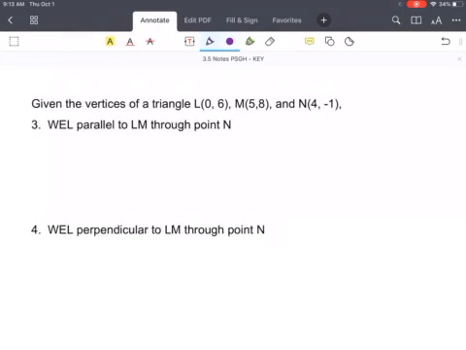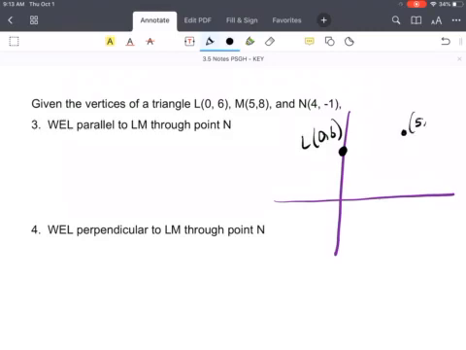Given the vertices of this triangle, it might be helpful to actually graph this triangle. So we have 0, 6, 5, 8, and 4, -1. Write the equation of the line parallel to LM.